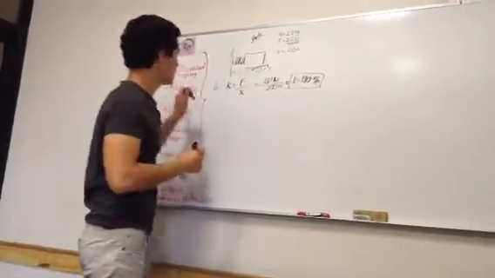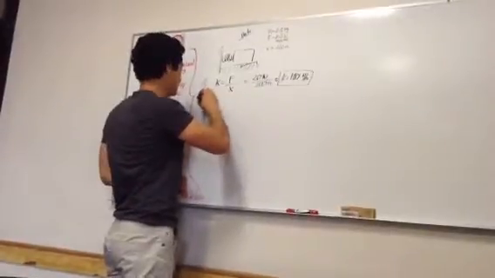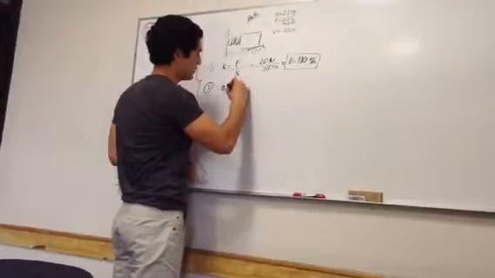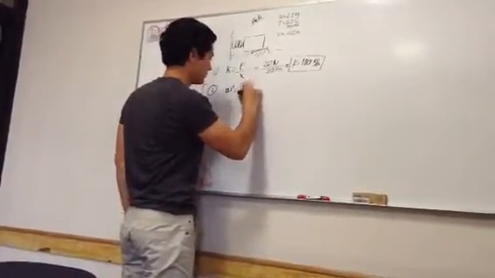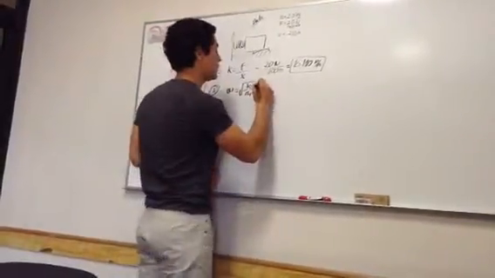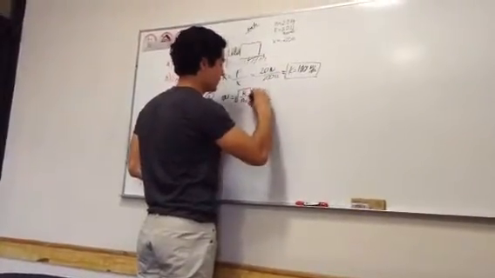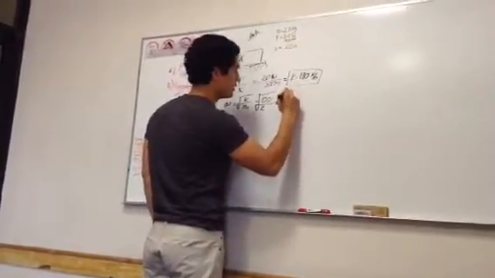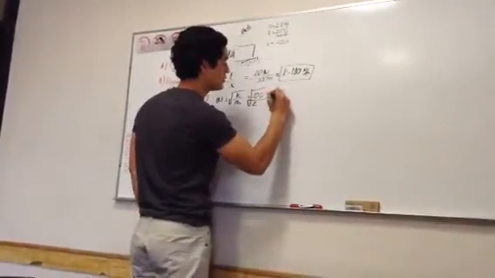Then we are asked to find the frequency of oscillation. We know the formula for this is like this. So we have all our values: 100 over the mass, all to the square root, and we find that omega is the square root of 50.